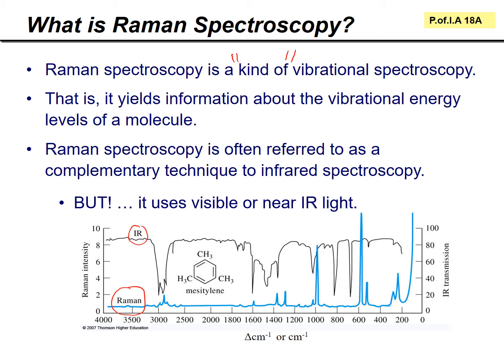So here's an example of this complementarity. Strong infrared signal, weak Raman signal, up there at about 2900 wave numbers. Down here at about 500 wave numbers, we've got some strong Raman signals and little to no infrared absorption.